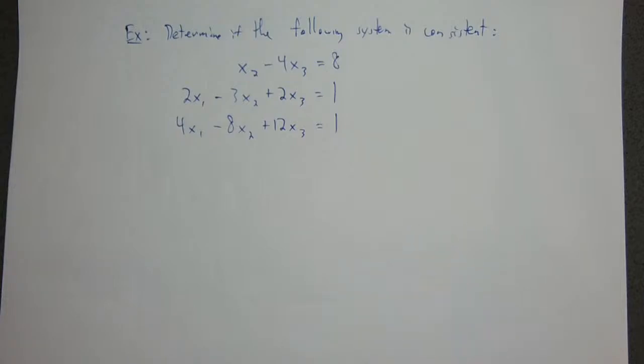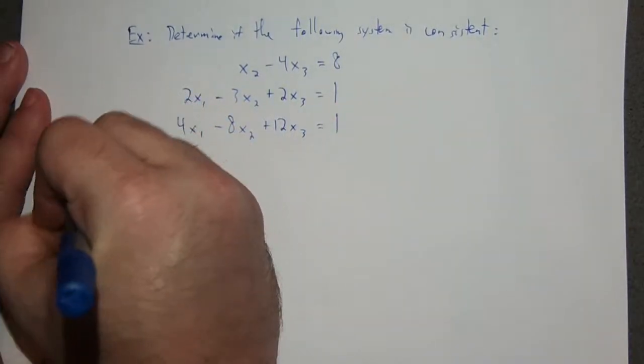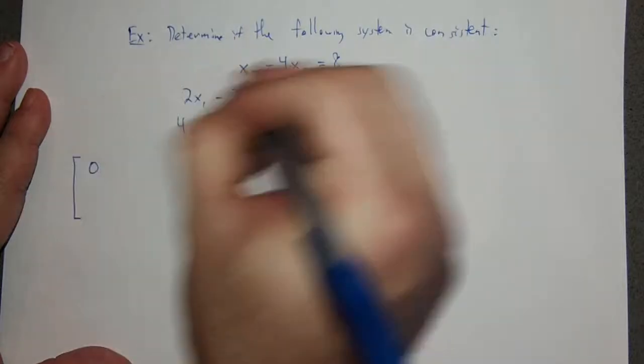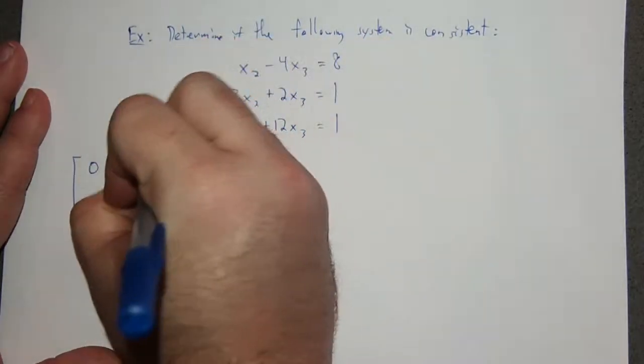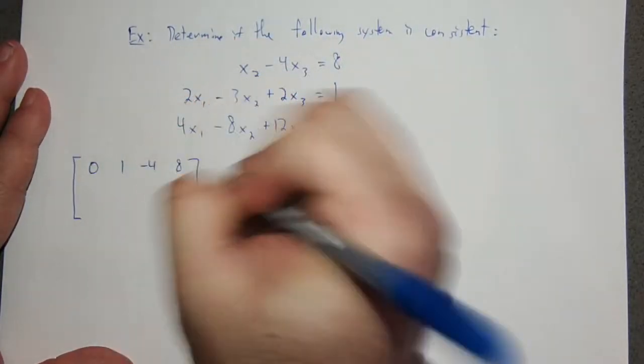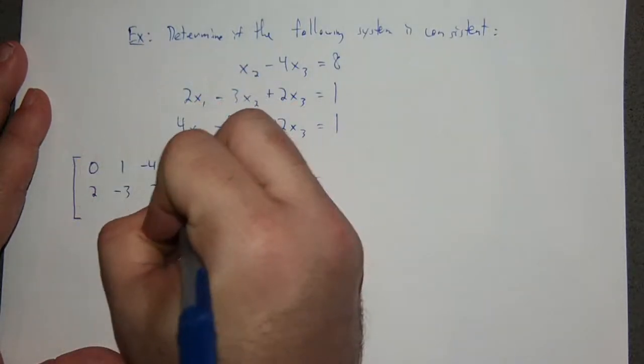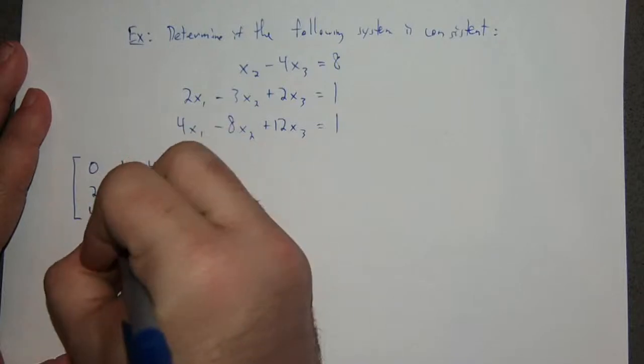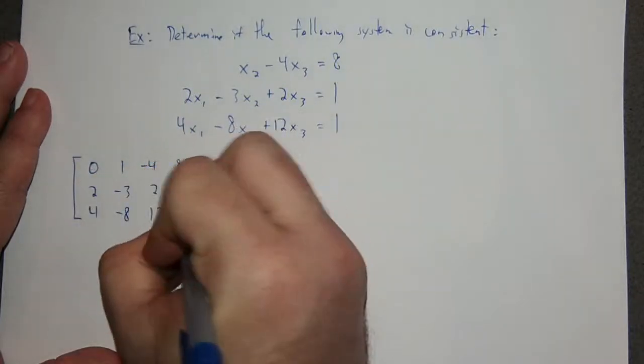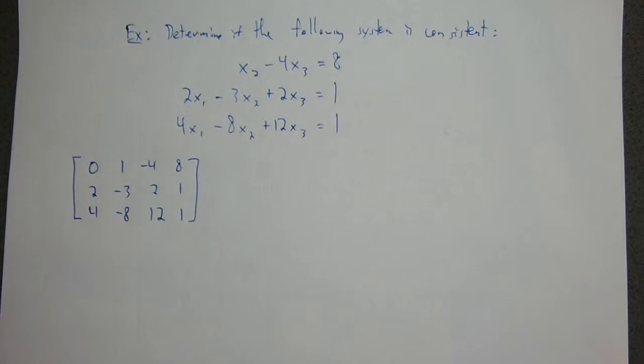So here's my system. The associated augmented matrix, I'm just going to copy down here. This is 0, 1, minus 4, 8, 2, minus 3, 2, 1, and 4, minus 8, 12, 1. That's reading row-wise, not column-wise.